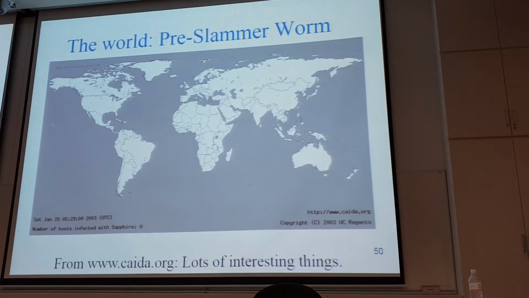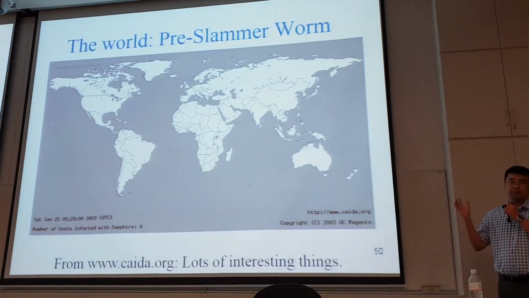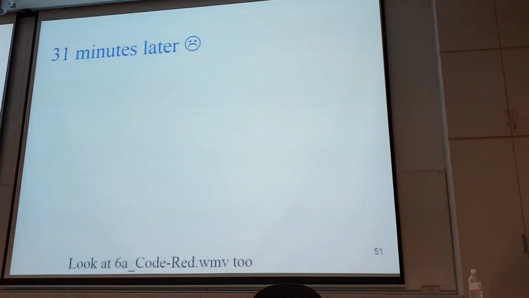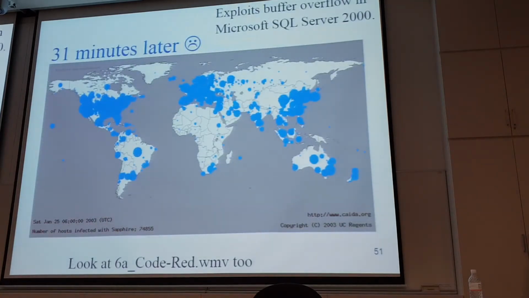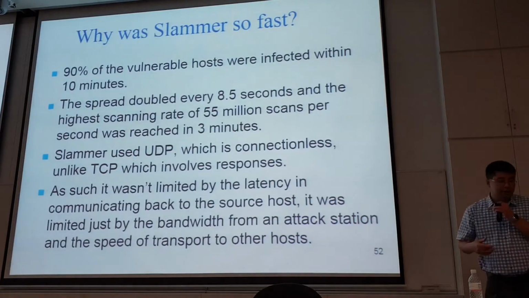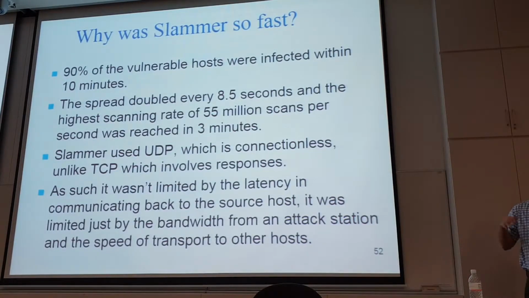This is the so-called Slammer worm. This is a worm against the SQL Server, Microsoft SQL Server. So this is basically the status before this worm is active. Thirty minutes later, you can see the majority of the world is infected by the worm. Right? So why is the infection so fast? Because the infection essentially is exponential.